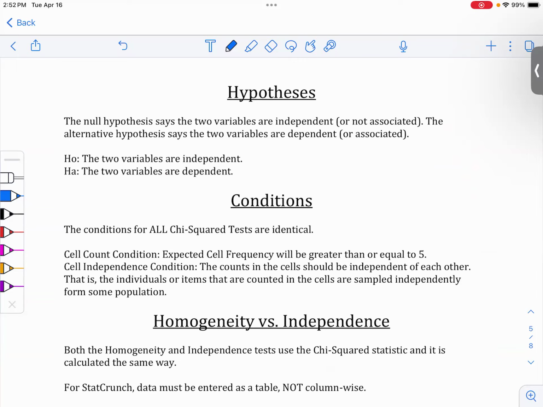Now, good news, the conditions are the same for all chi-squared tests. The only one we have to check is the cell count condition. We check the cell counts, which basically we look at in StatCrunch.